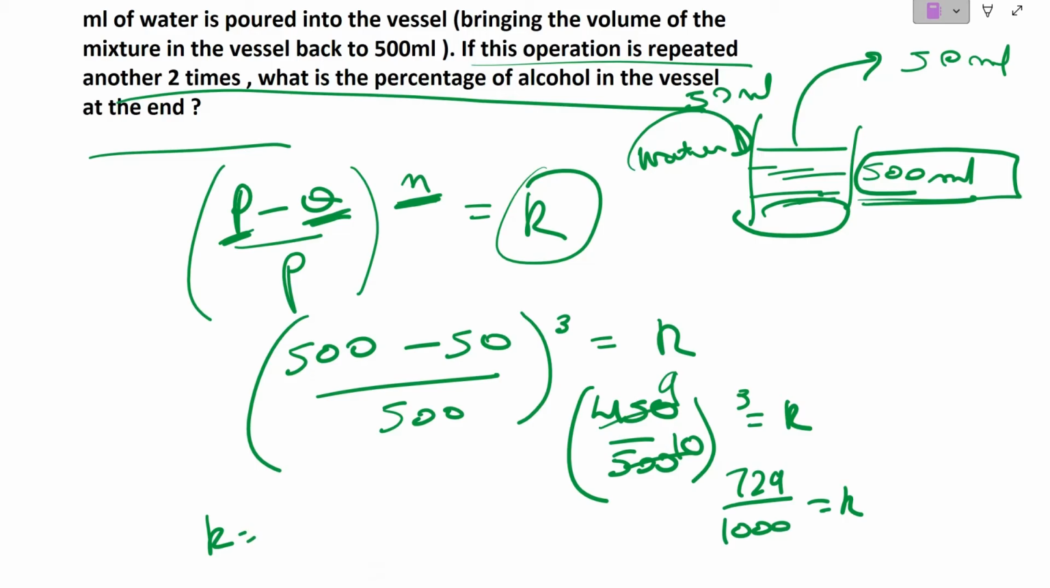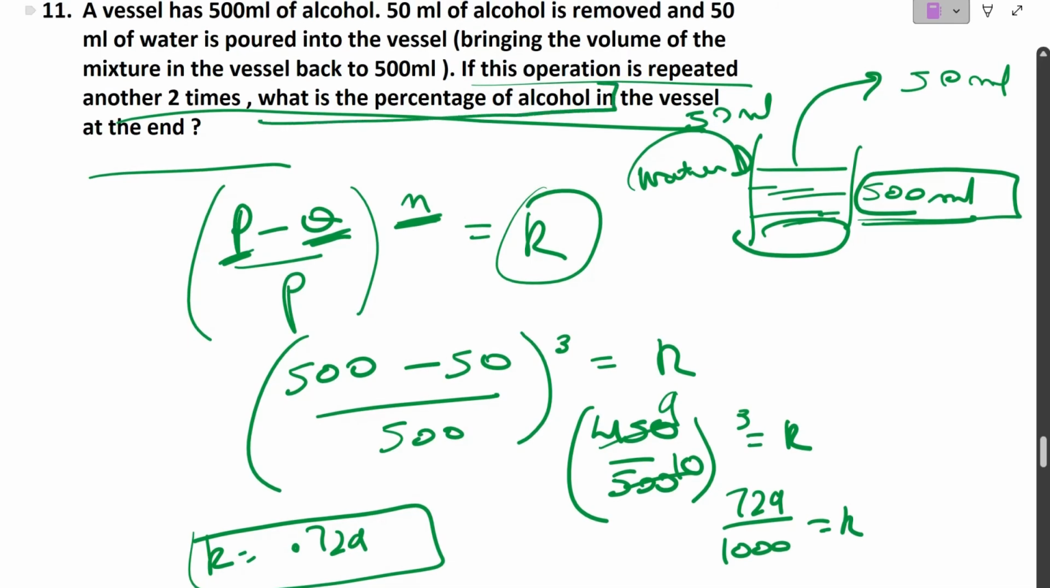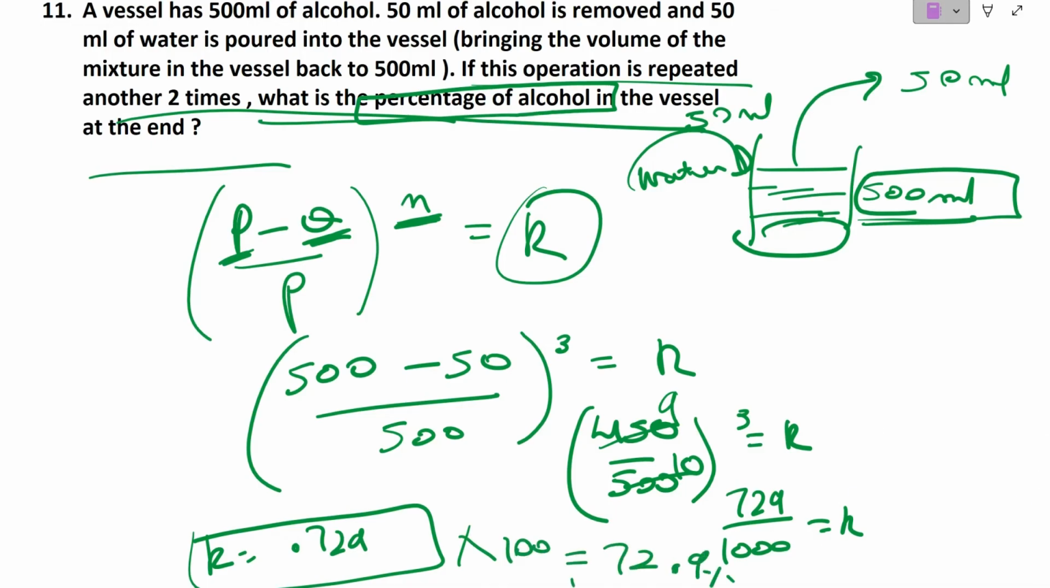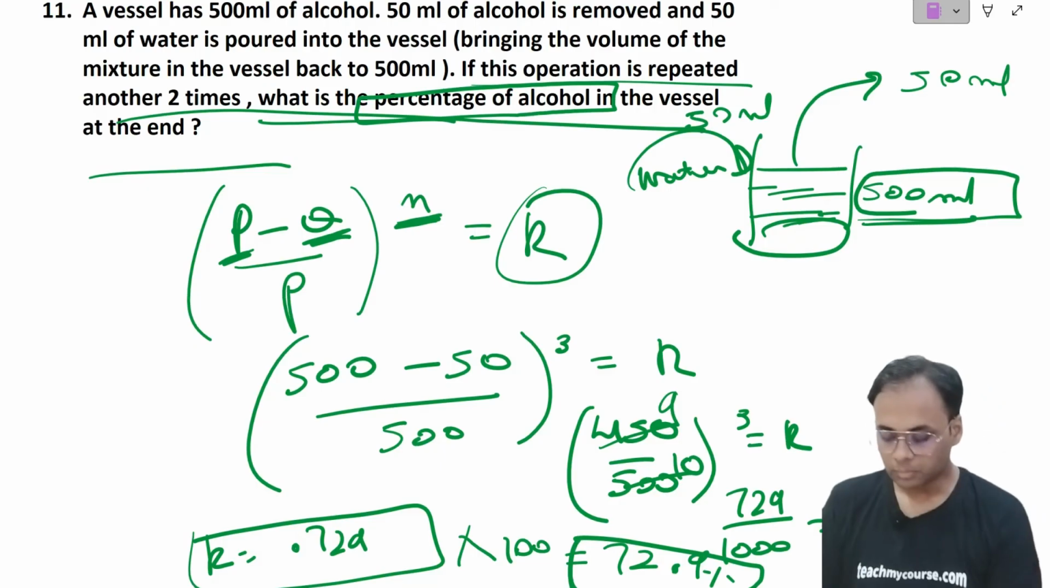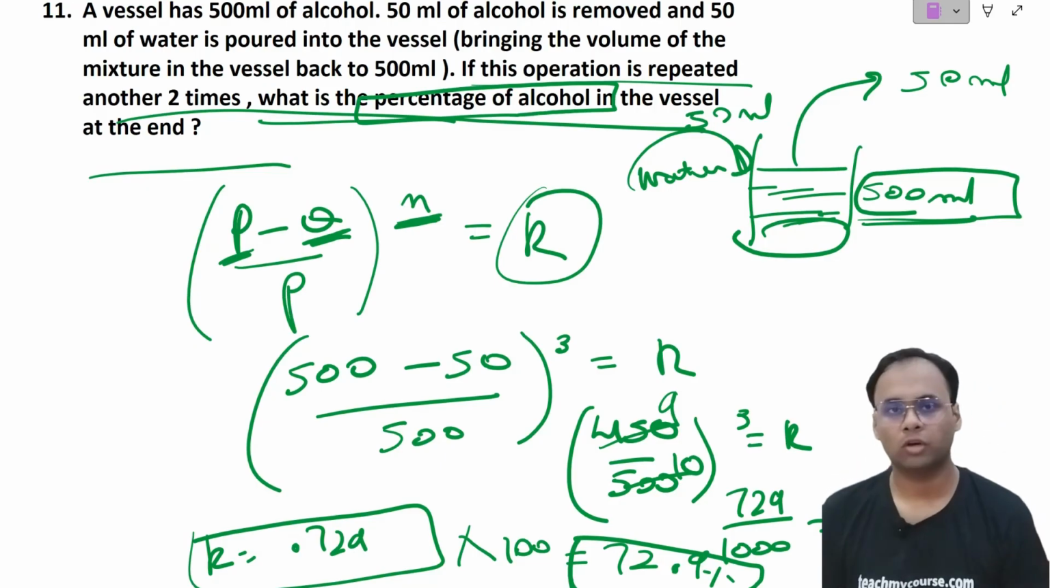So K comes out to be 0.729. This is the concentration. It is asking for the percentage of alcohol in the vessel at the end. So to find the percentage, we multiply it by 100 and we have 72.9% as the answer. I hope you got it. The main thing was the formula and the understanding of the question.